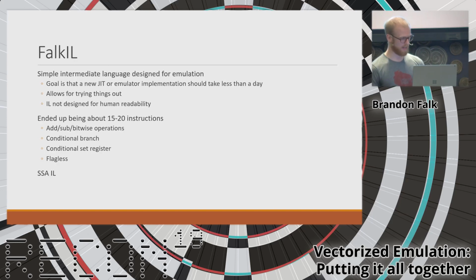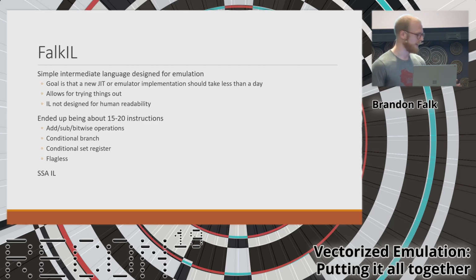So then I have the IL component, the intermediate language that I use. In this case, I called it Falk IL, because I always have to have my name in my projects. And it is not designed to be human readable. It's not Binary Ninja where it's nice and it reads like C. It's gross. But it's very simple. And that was the point of this design, that I would be able to rewrite a whole new JIT or an emulator for the entire IL in under a week, or under a day.